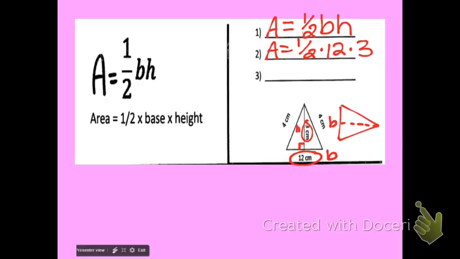If there's an even number, I just half it. So I take half of 12, 6. 6 times 3 is 18. So our answer is 18. So area equals 18. And remember to label it. They are centimeters, and they are always squared. 18 centimeters squared is our answer.